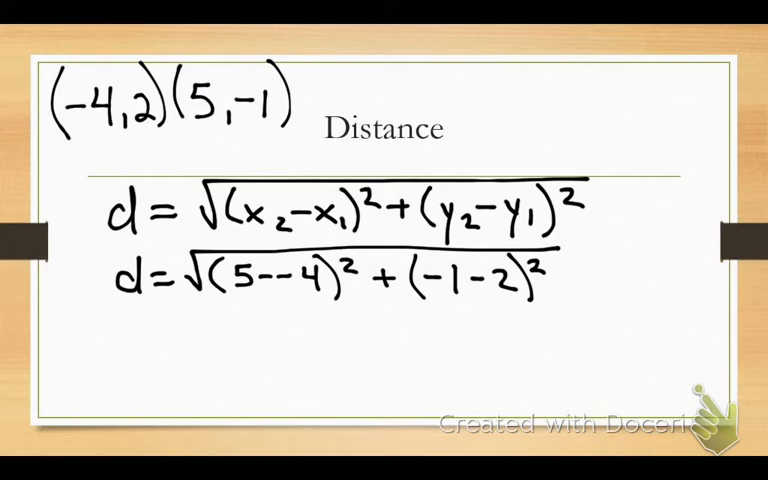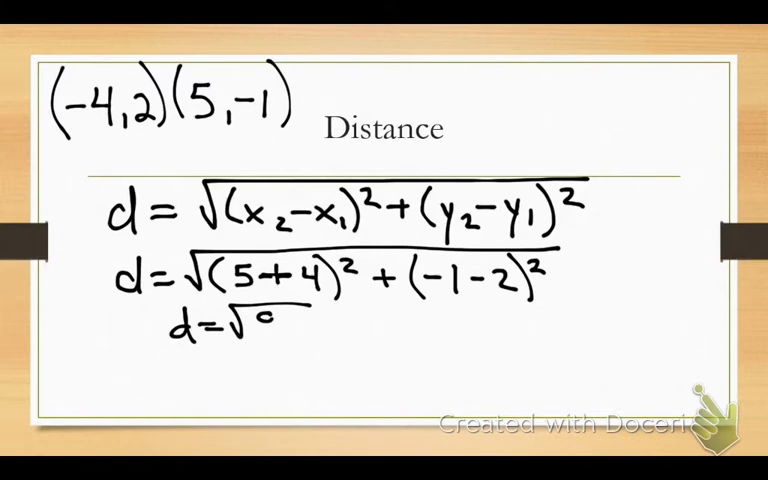Okay, so 5 minus -4. What happens to the double negative? It turns into a positive. 5 plus 4 is 9. 9 squared is 81. -1 minus 2 is -3 squared is 9. So what's 81 plus 9? 90. So D equals the square root of 90.